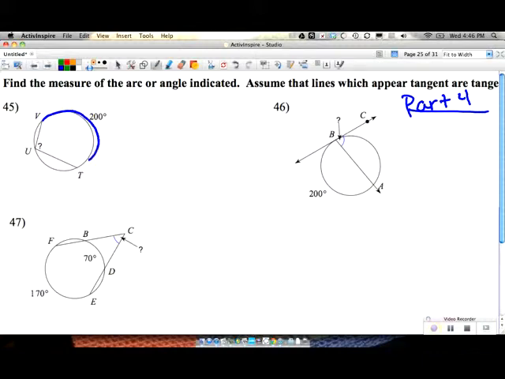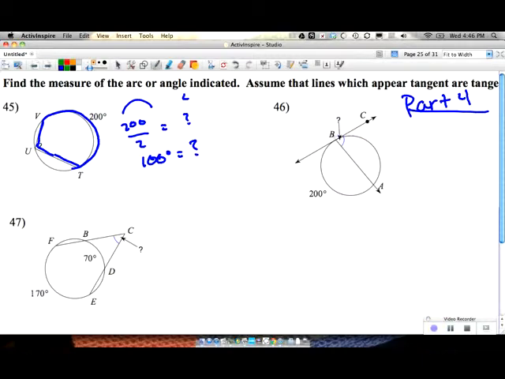We got an arc here and an angle here. And when we have that kind of shape, we know that our arc divided by 2 is going to equal the angle. The arc in this case is 200, and the angle we don't know. Well, 200 divided by 2, that's 100 degrees equals our question mark.